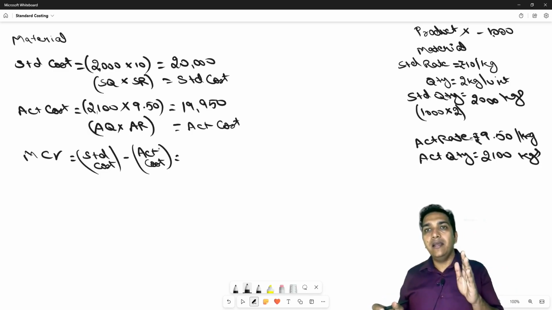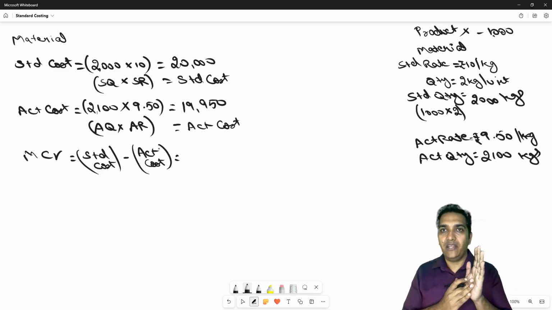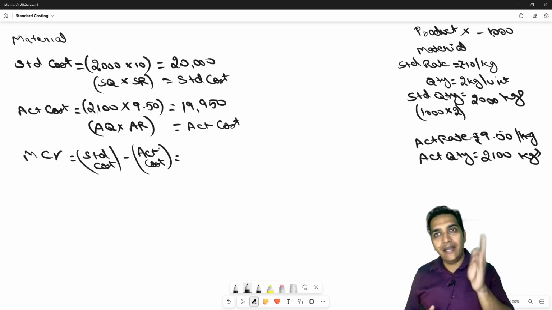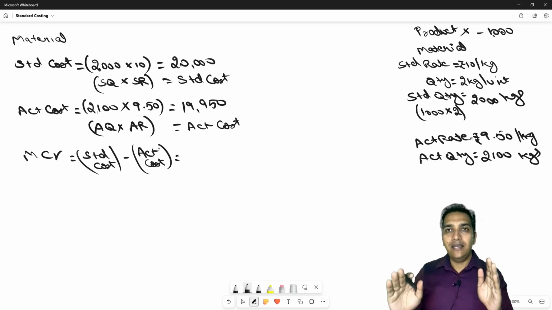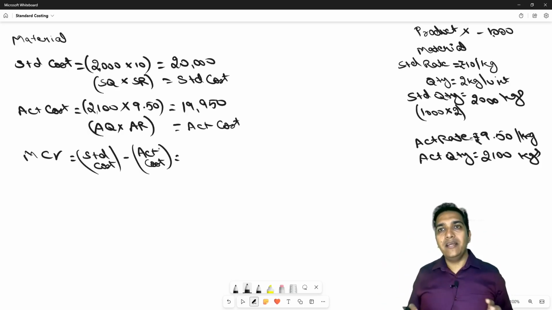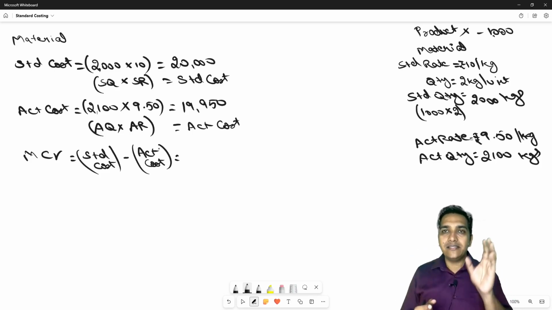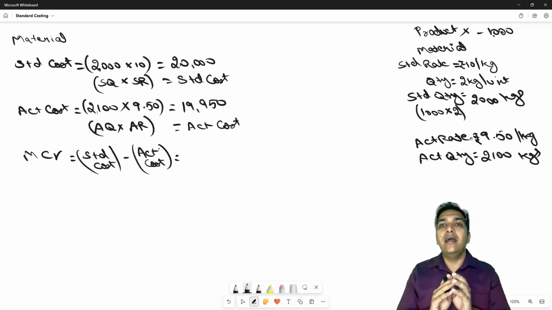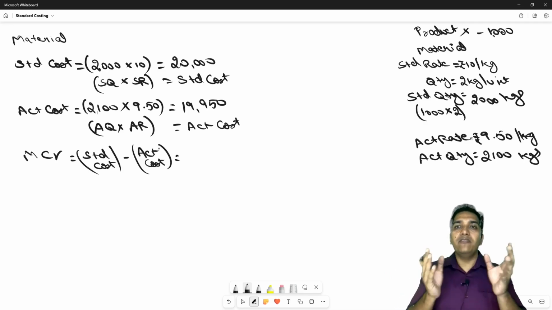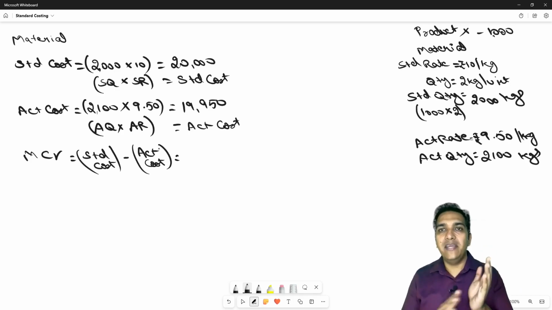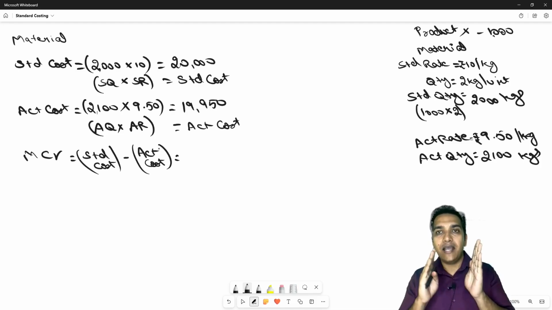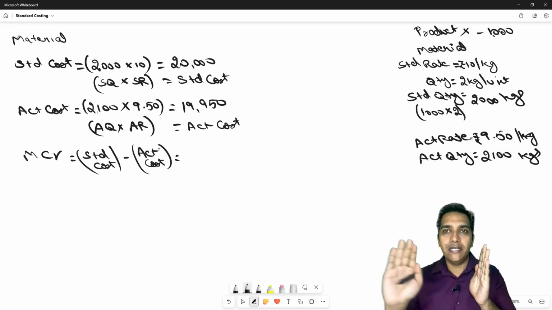I am comparing my actual cost with my standard, so it is always going to be standard cost first. This is what I had planned, but how much did I actually incur? That is how the formula is designed. If you do it the other way, that is actual cost minus standard cost, then your whole problem will be wrong. My base here is standard cost. On the standard cost, how much more or less have I incurred?